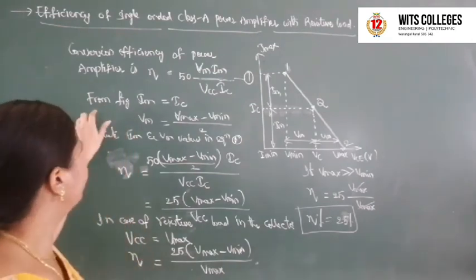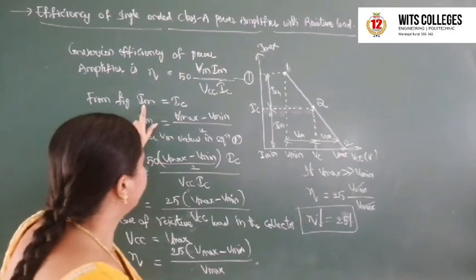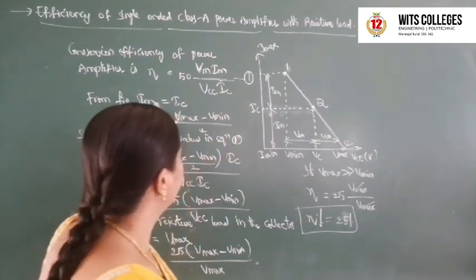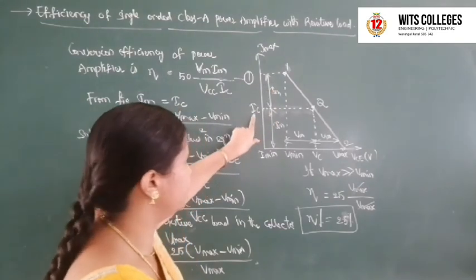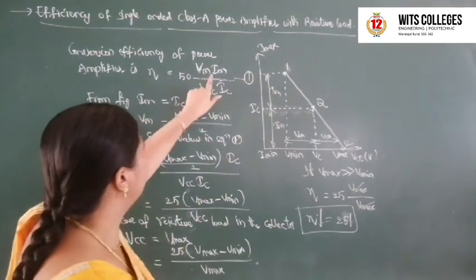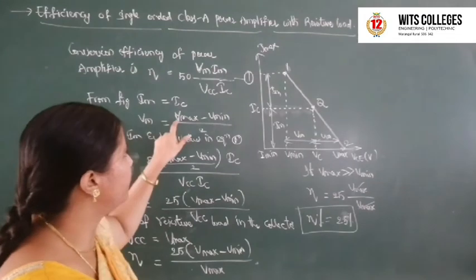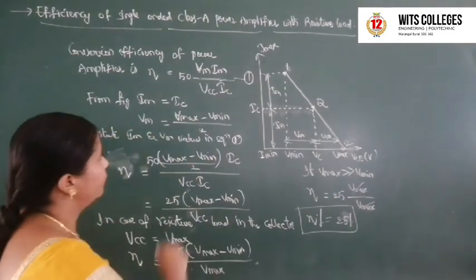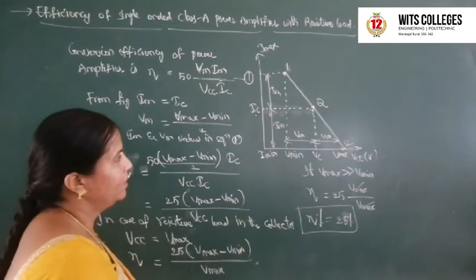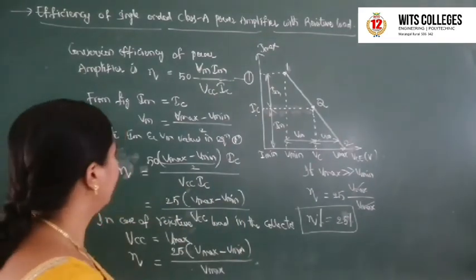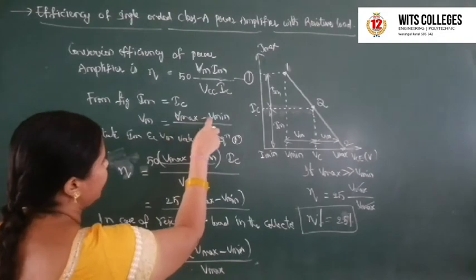Now from the figure, what is happening? IM equal to IC. And VM equal to Vmax minus Vmin by 2. So from the figure, IM equal to IC, the peak value of the collector current. And VM equal to Vmax minus Vmin by 2.